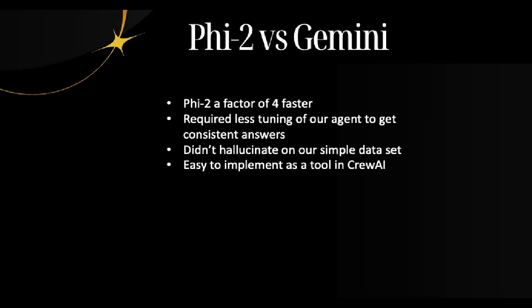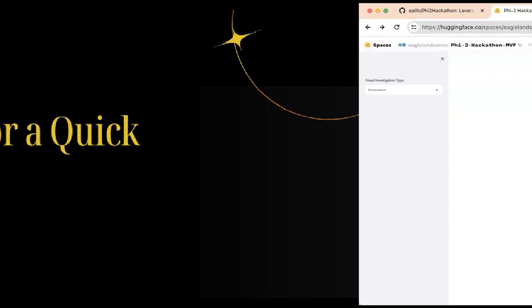We also had the opportunity to benchmark Phi-2 versus Gemini, and we found that Phi-2 performed a factor of 4 faster, required less tuning of our agent to get consistent answers, didn't hallucinate on our simple dataset, and was easy to implement in the CrewAI tool. Let's do a quick demo.